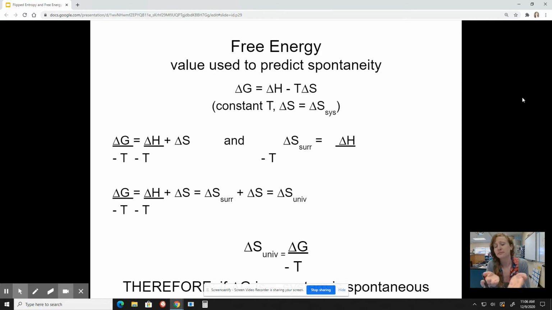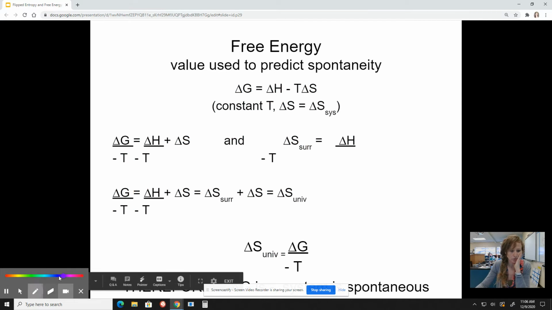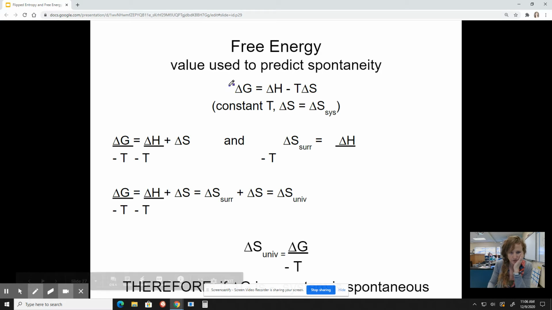So really, what we're going to do is calculate an answer for free energy and look at the sign. The sign of free energy is going to tell us whether our reaction is spontaneous or non-spontaneous. And so this all comes down to this equation right here.